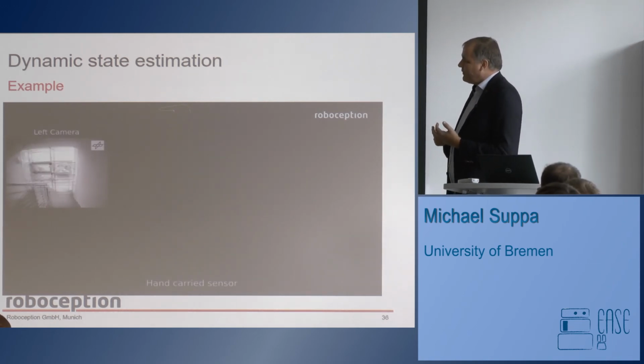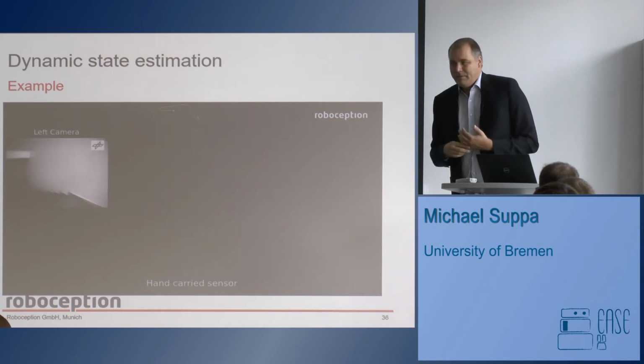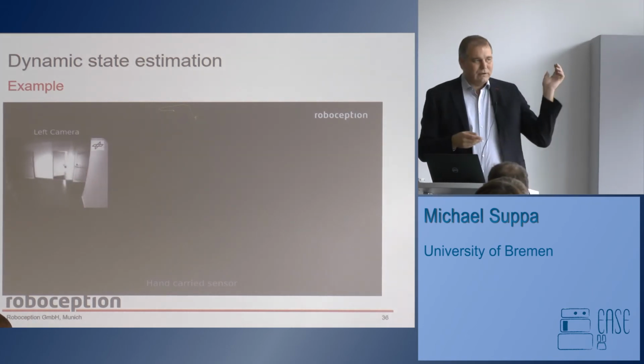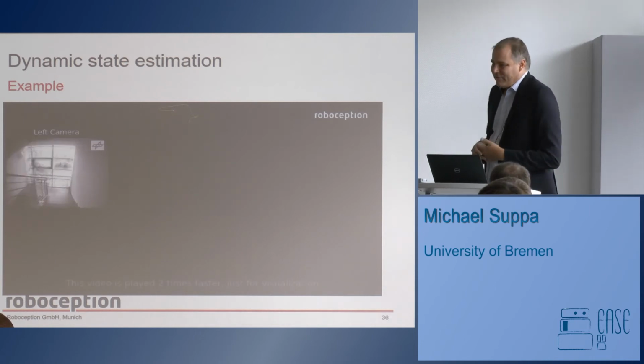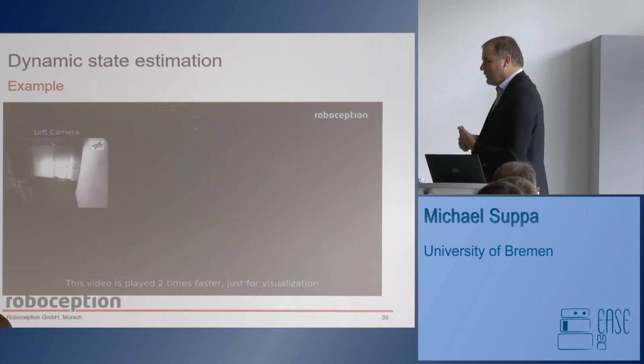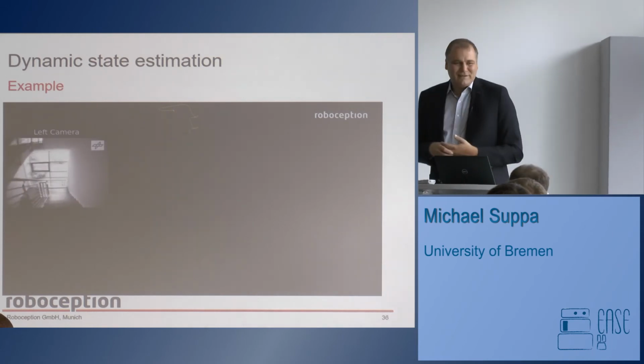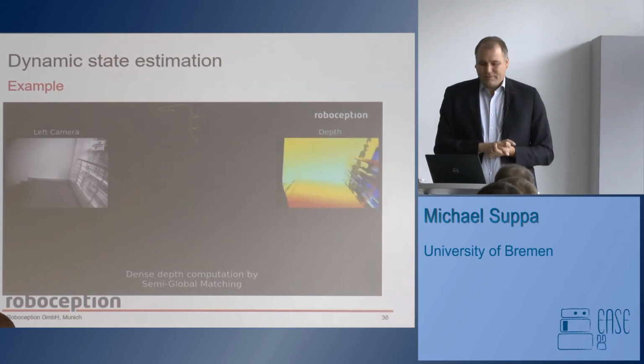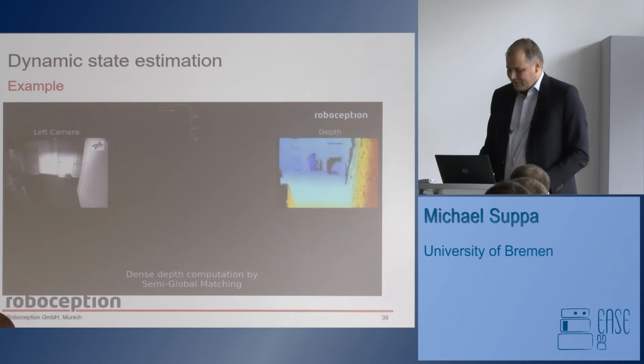Also, it works if the camera is blinded from time to time, because this will always happen. If you look into the sun, then from one moment to the other, the visual odometry is gone. And if you have a robot, you don't want the robot to do something unexpected then. So that's why we have this fusion.